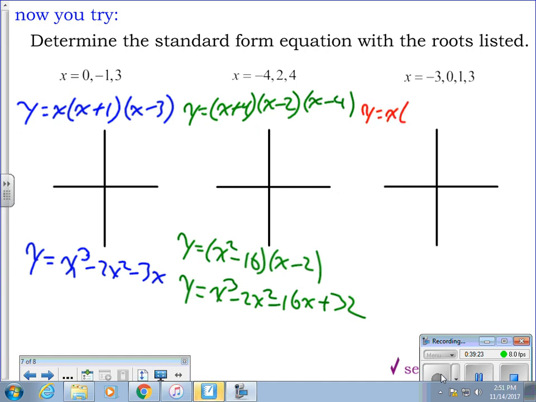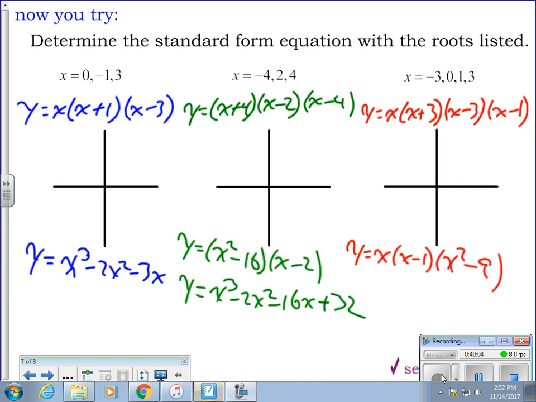y equals x times x plus 3, x minus 3, x minus 1. Those are my four factors. I may not have them in the same order you have them in, but those are the four factors. Order does not matter at this time because we're not putting it in standard form. It's just factored form. Let's do this: x times x minus 1 times x squared minus 9, multiplying the x plus 3 times the x minus 3.